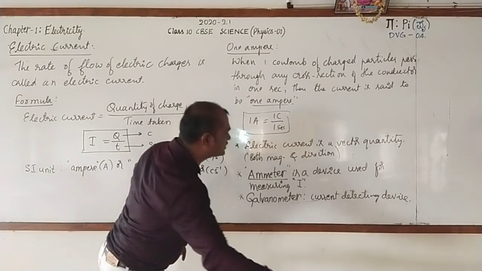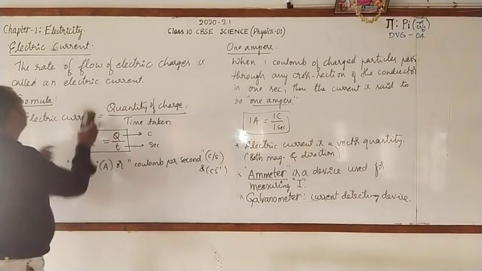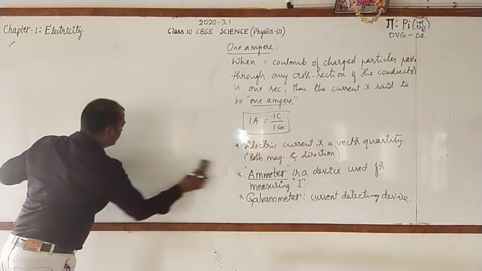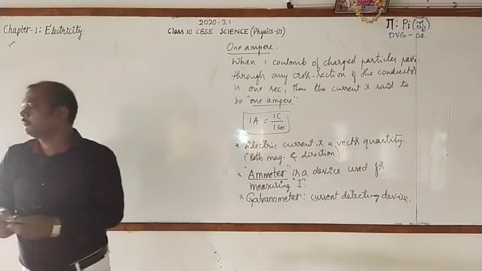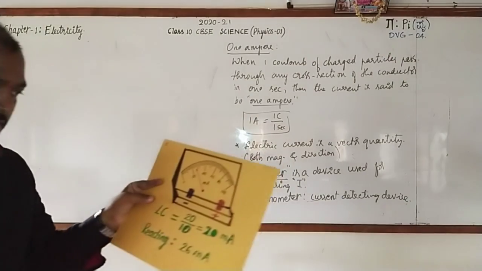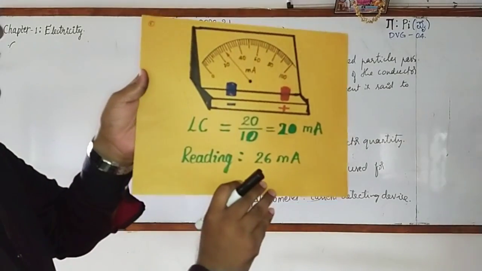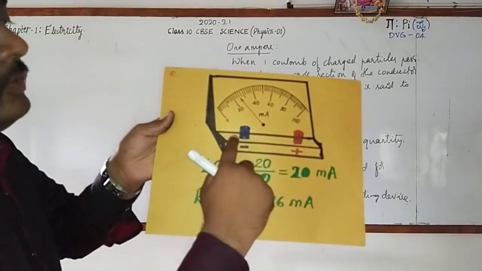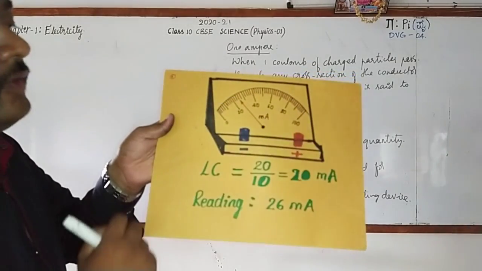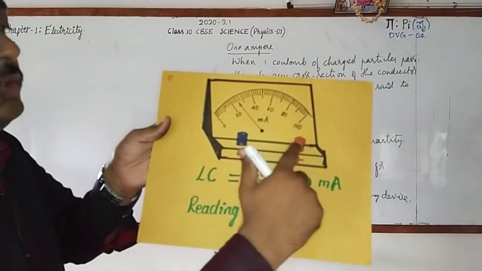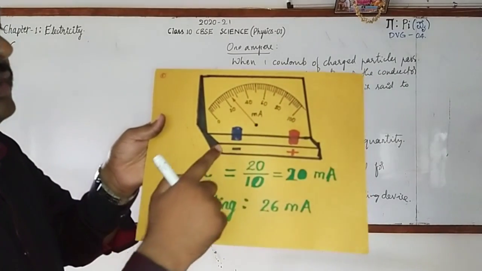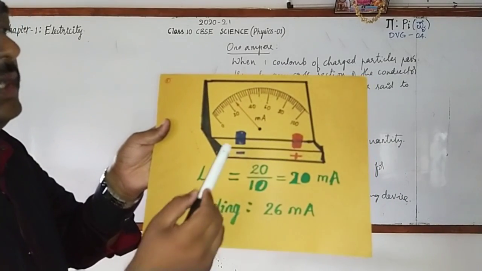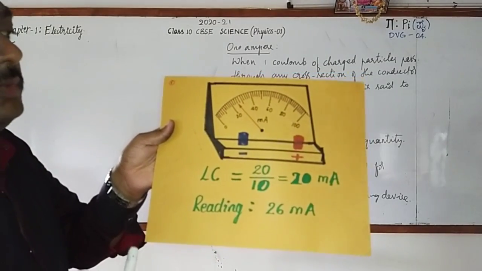Now, how will this ammeter look? Let me show you that. I've drawn it in a chart. Here we have the device called ammeter. You can notice that in it there is a scale of the ammeter, a needle, and these are the two terminals. The red one is the positive terminal and the blue one is the negative terminal. The positive terminal is connected to the positive terminal of a battery, and the negative terminal of the ammeter is connected to the negative terminal of the battery.